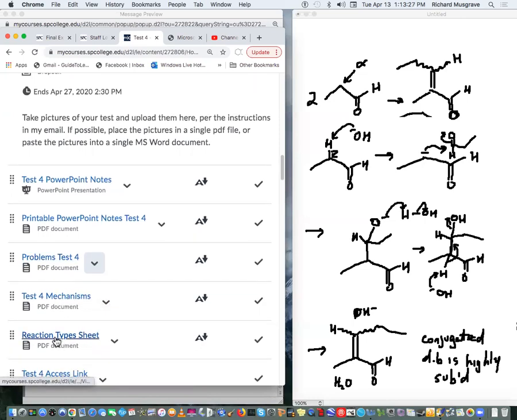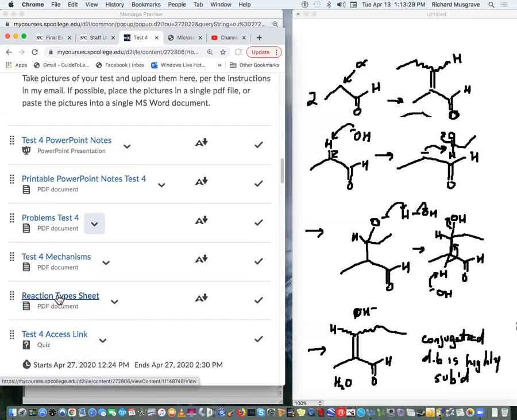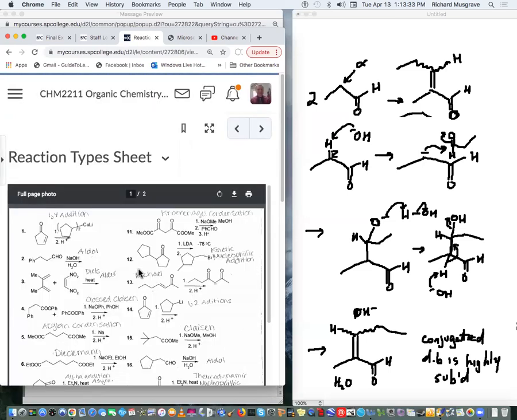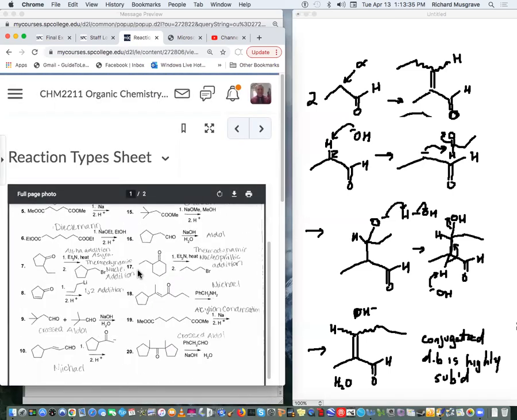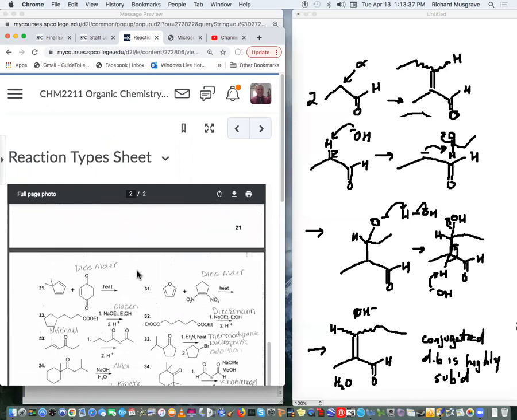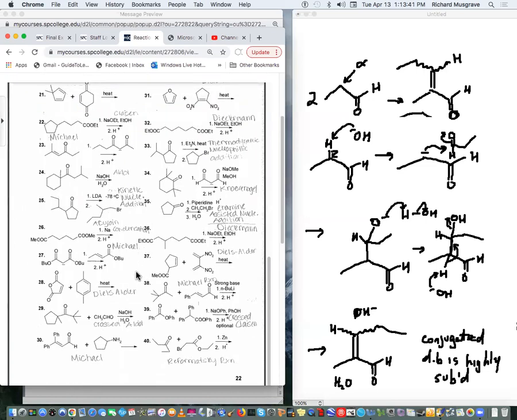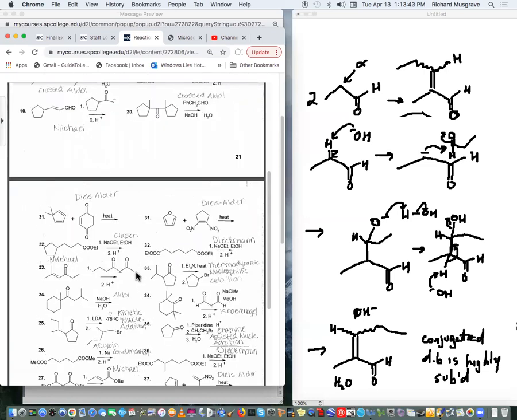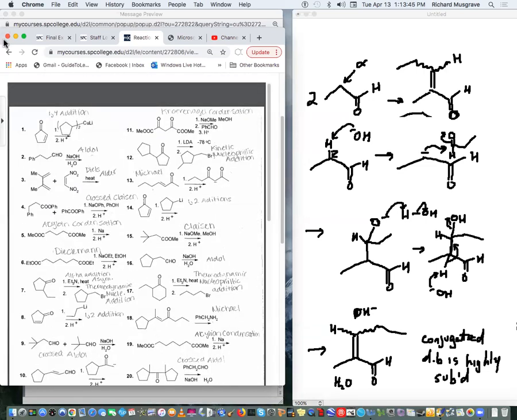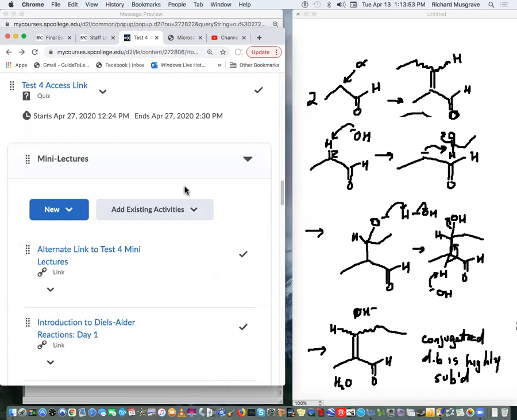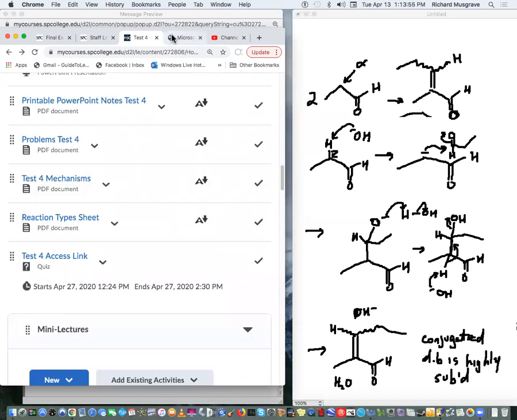There's also a reaction types sheet here as well for those problems. It actually goes through and says what kind of problems those are. So if there are ones that you specifically want to practice, then you can look those up on that sheet. Okay. Does anybody have any questions? Okay. So we'll continue on here.